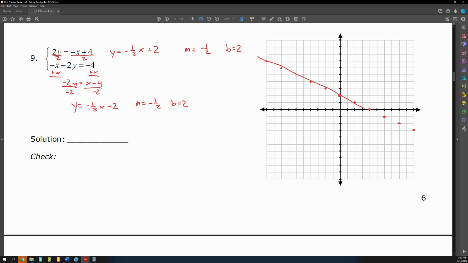Draw out your line and don't forget your arrowheads. To graph the other line, here we have a y-intercept of 2, so that's also at (0, 2), and a slope of -1/2. So we can plot those points again.